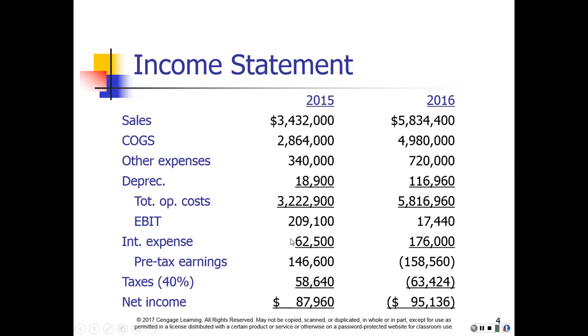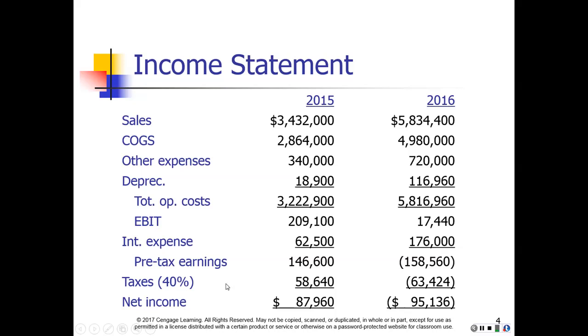Then we subtract interest expense, right? Interest is a financing cost, not operating cost. We have to pay interest when we borrowed money to, say, buy that factory for which we have taken that depreciation. But that interest expense is a financing expense, so we keep it separate. So EBIT minus interest expense gives us pre-tax earnings. You can also call it EBT, earnings before taxes, right?